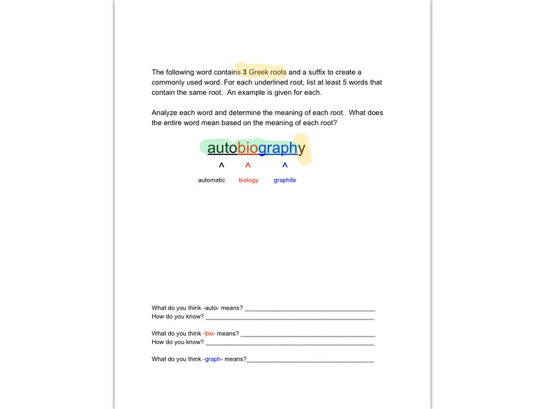And then what I want you to do down below is think about, what does auto mean? How do you know? What do you think bio means? How do you know? And what do you think graph means? And how do you know? And then when you put it all together, what would be a definition for autobiography that uses the meanings of auto and bio and graph? So this is etymology, that agglutination, where we're taking word parts and we're putting them together to make a larger, more complex word. So when you finish this assignment, you will need to submit it to me, and we'll talk about it next week.